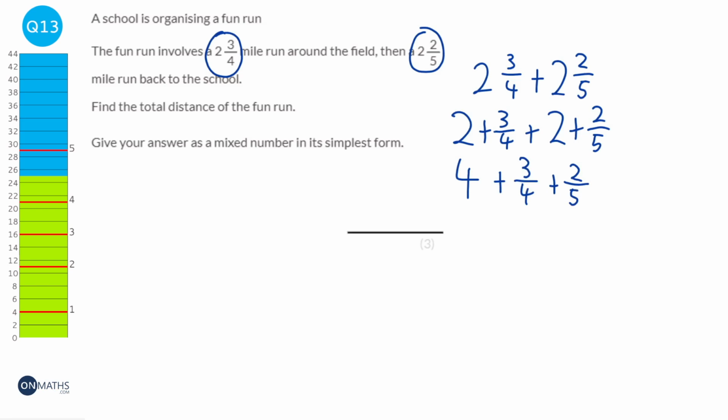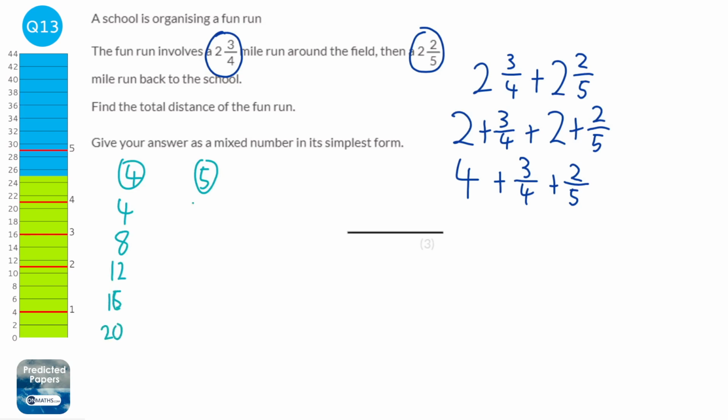So when you add two numbers with different denominators, what we need to do is get the common denominators, and we do that by just quickly writing out the 4 and the 5 times table and seeing what the first number in both their times tables is. 4, 8, 12, 16, 20, and 5, 10, 15, 20. So that's 20. So we need to get the bottoms of the fractions to 20.